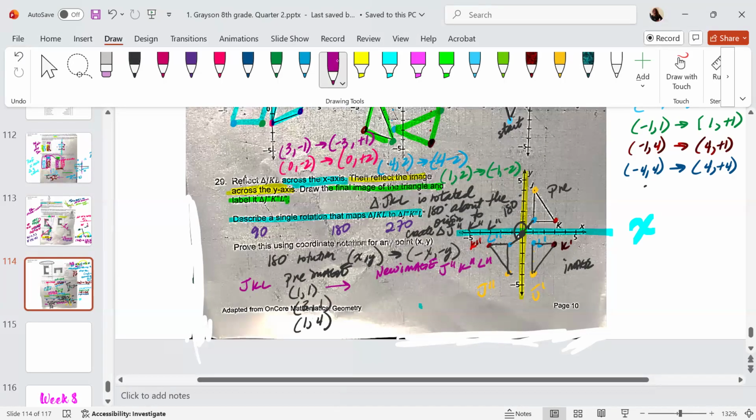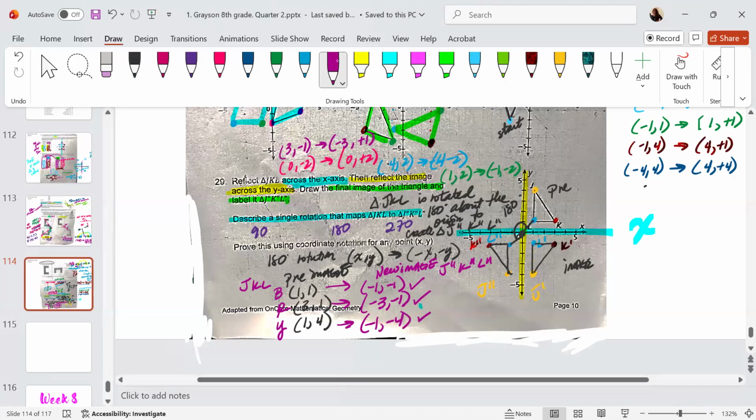So 1, 1. So that's the blue, correct? If I use this formula, does it translate to negative 1, negative 1? Is that where the blue is? Yes, it is. Now 3, 1 is the red, correct? This is blue, red, yellow, correct? Is a red negative 3, negative 1? Look at the K. Yes, it is. L, which is 1, 4, does it become negative 1, negative 4?